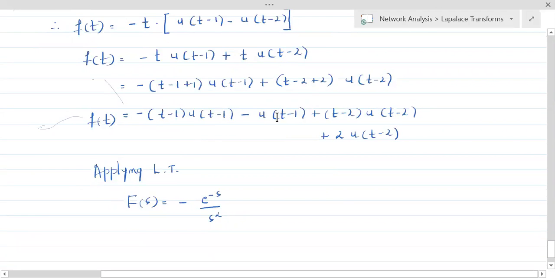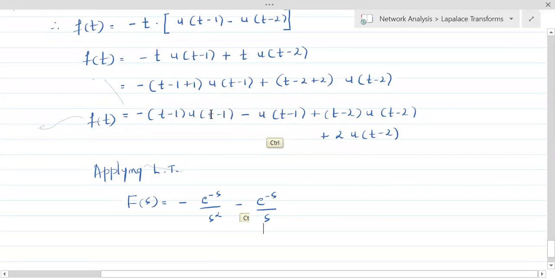Similarly here, this is also a shifted version, but which is the basic signal? The basic signal is u of t minus 1. So it is minus e power minus s divided by s. You understand the difference between the first and second? In the first, the signal is actually t minus 1. In the second, the signal is actually u of t minus 1.